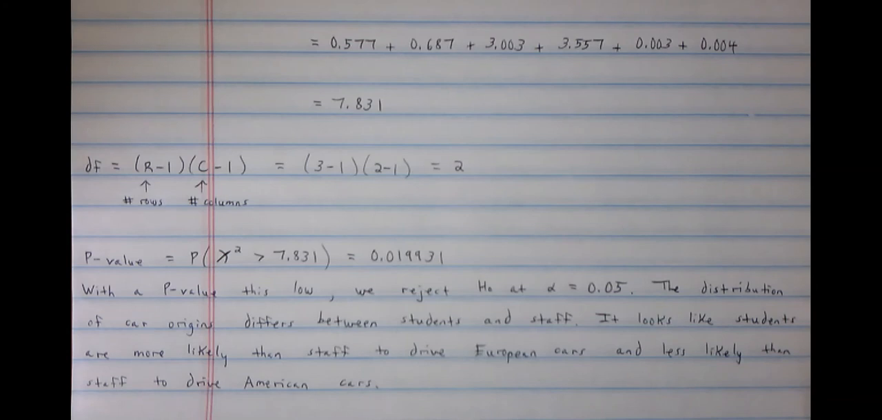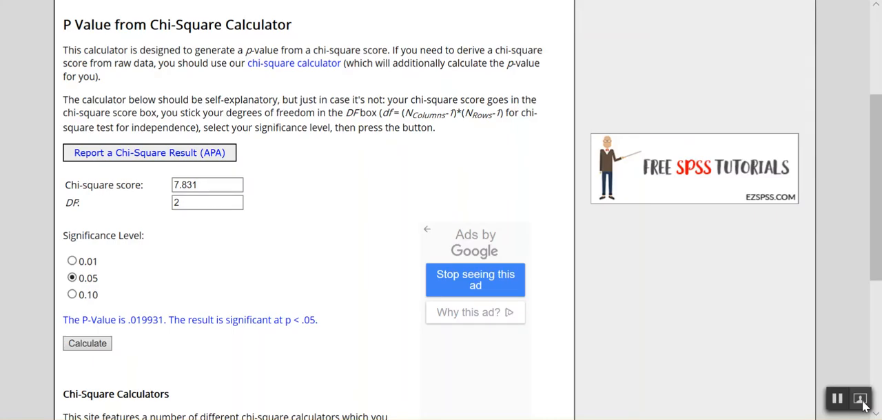Now it's time to calculate our p-value. This is the probability that chi-square is greater than 7.831. And you can use technology or a table to determine this. So I'll illustrate using the p-value calculator that we have a link to in our Canvas page. You enter the chi-square value, 7.831. Here we have 2 degrees of freedom, and I'll specify a significance level of 0.05. So we see that the p-value is 0.019931. And so the result is significant at an alpha level of 0.05. This p-value is less than 0.05.